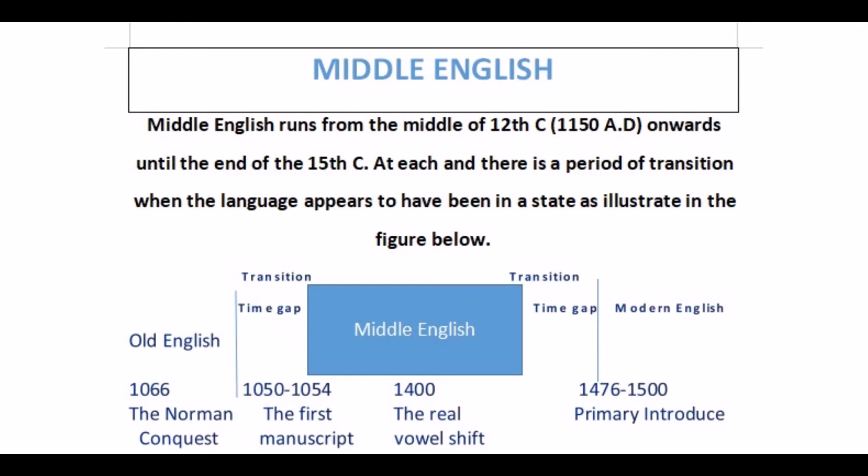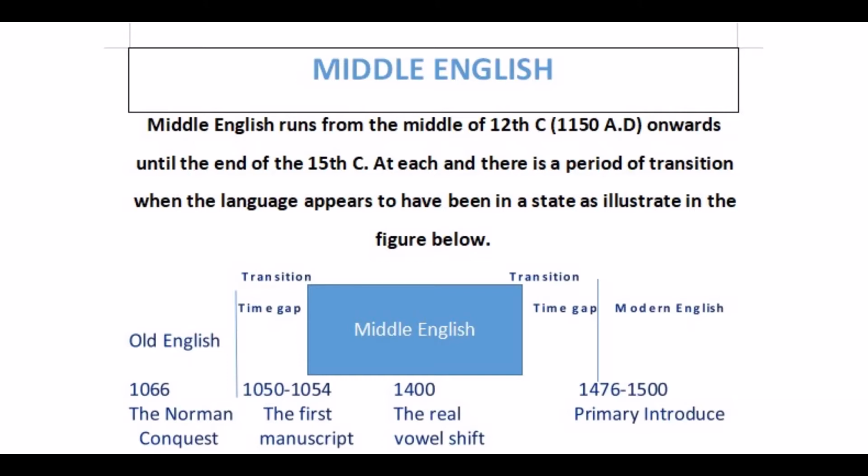Here the word transition means the process or a period of changing from one state or condition to another. In this figure, in this diagram, you can see the changing process of English. First, Old English came in 1066, the Norman conquest. Then the transition period came, the time gap in 1050 to 1054, the first manuscript.